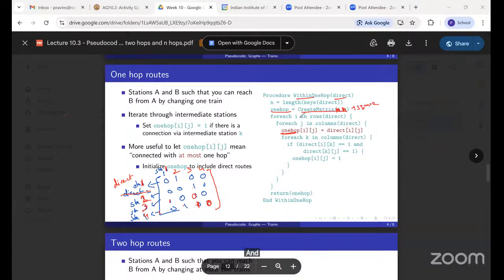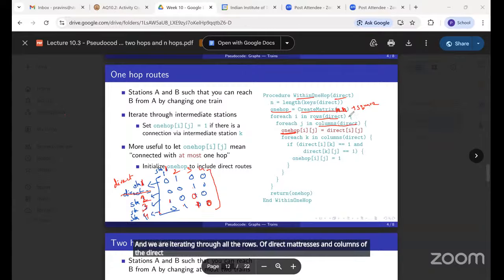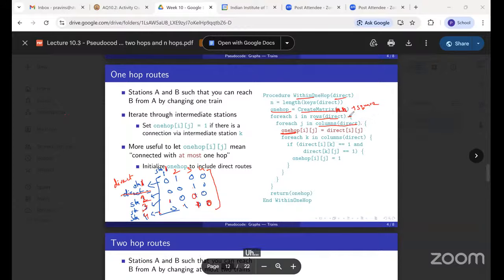And we are iterating through all the rows of direct matrices and columns of the direct matrices, which is nothing but the keys. Sorry, this is the outer key and this will be the inner of the matrices. And one-off of ij equal to direct of ij.